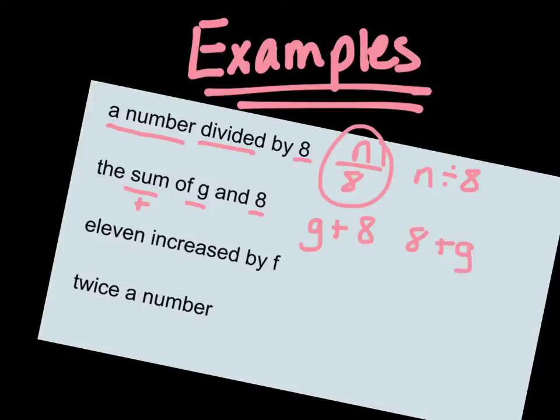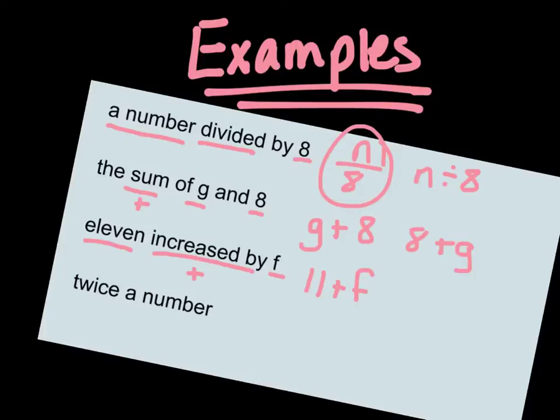The next example, 11 increased by F. So 11 increased by and F are the key words, and you have to go back and think what is increased by, and that would be adding. So again, I have 11 is being increased by that unknown F.